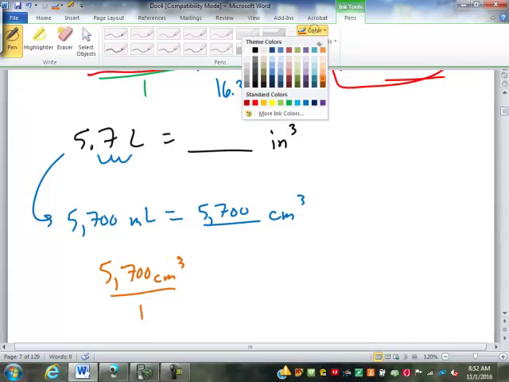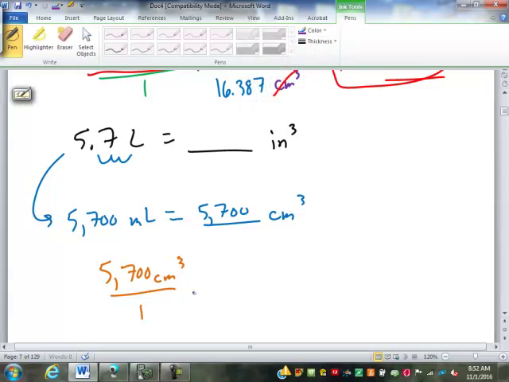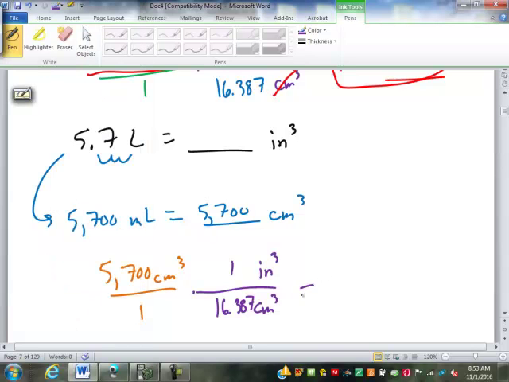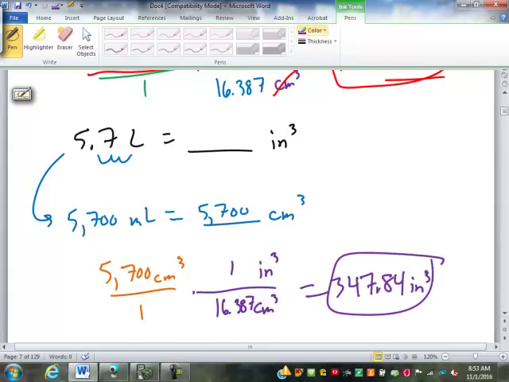We're going to do the same thing. We're going to convert our cubic centimeters into cubic inches. 1 cubic inch is 16.387 cubic centimeters. So we're going to take 5,700 divided by 16.387. That's 347.84 cubic inches. So it's technically not quite a 350.